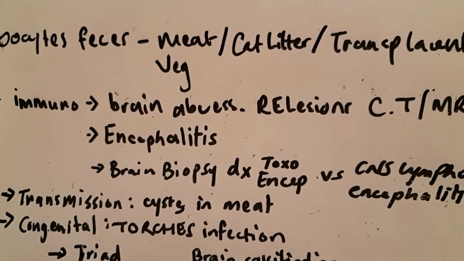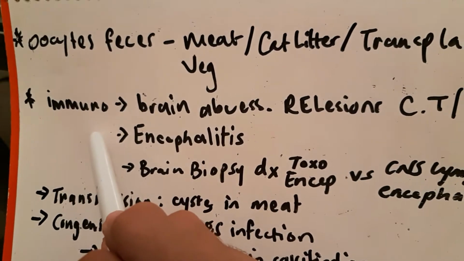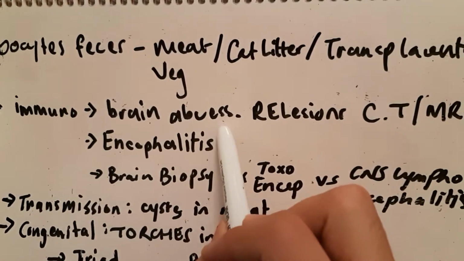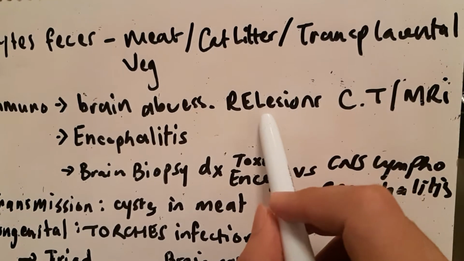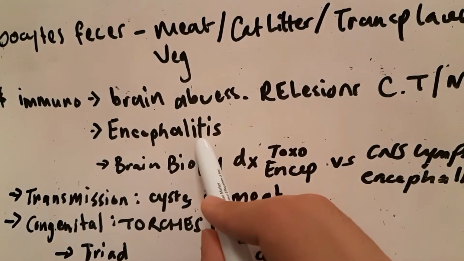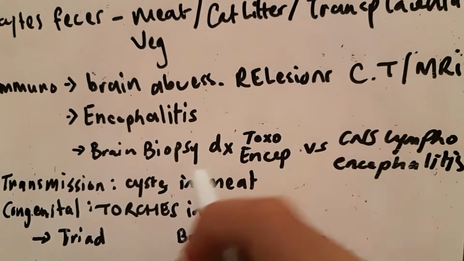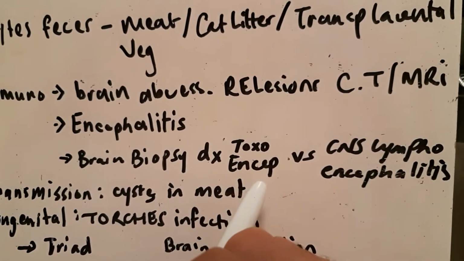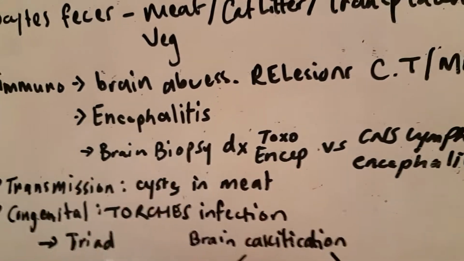transmission of the oocysts. What is important to note in how it presents is that in immunocompromised patients, you tend to have brain abscesses, and these are described as ring-enhancing lesions on a CT or an MRI. You also can have encephalitis. There's also an encephalitis that's caused by a CNS lymphoma, and how to differentiate between toxoencephalitis and CNS lymphoma encephalitis is to do a brain biopsy.